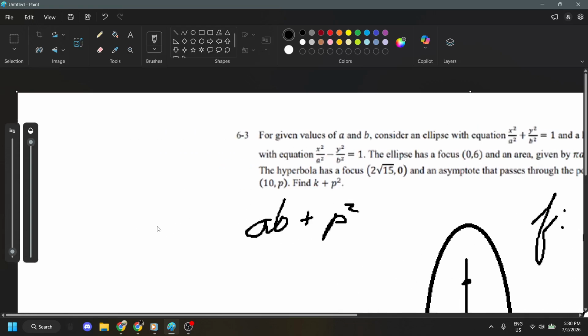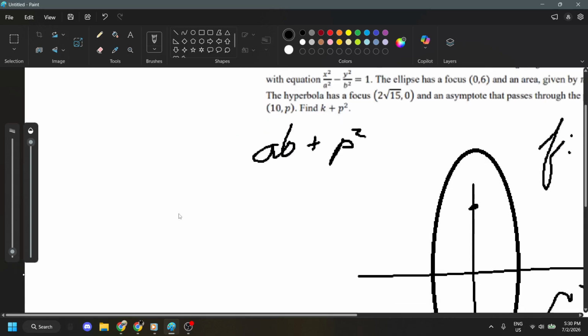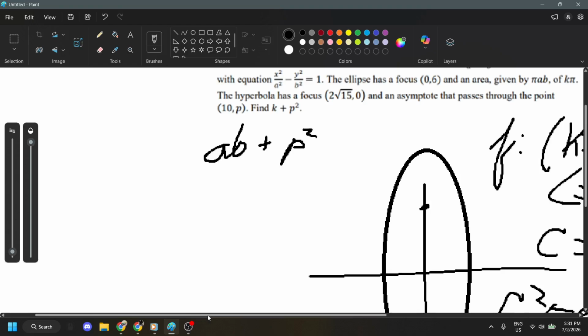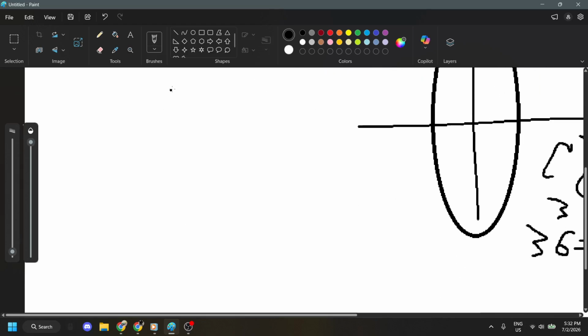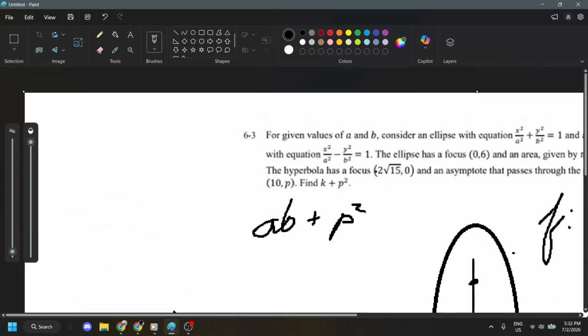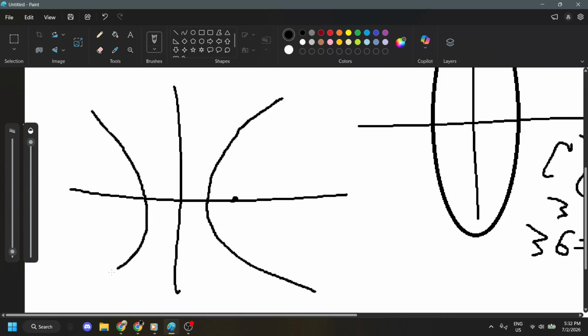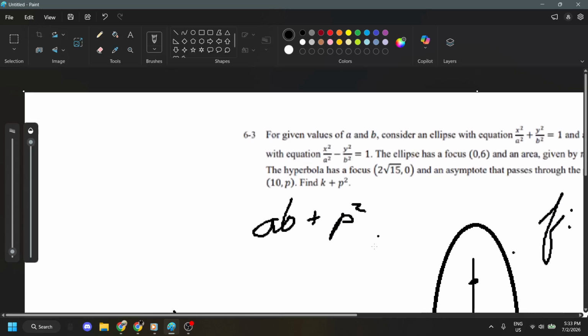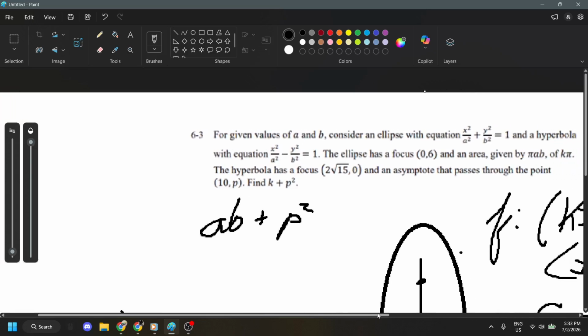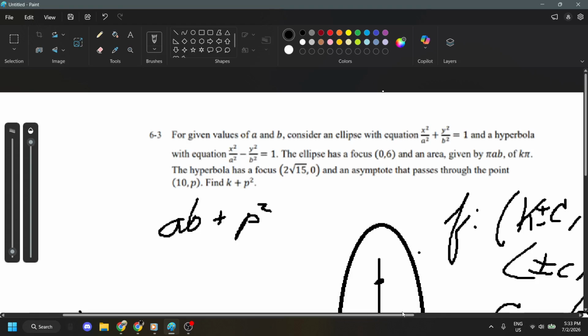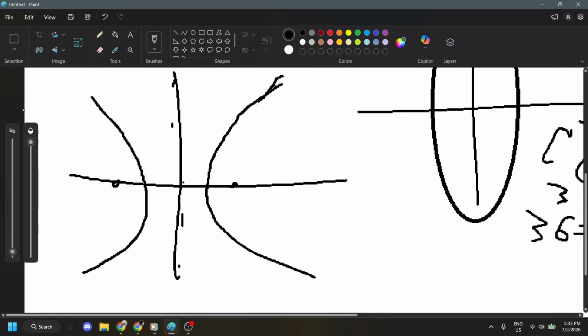Hyperbola now. I'll be right back. I'm back. So for the hyperbola, we'll have something like this. The focus is at 2 root 15, 0, so it's going to be like here-ish. That means we're going to have another focus here, and then dot dot dot here. The asymptote is this.